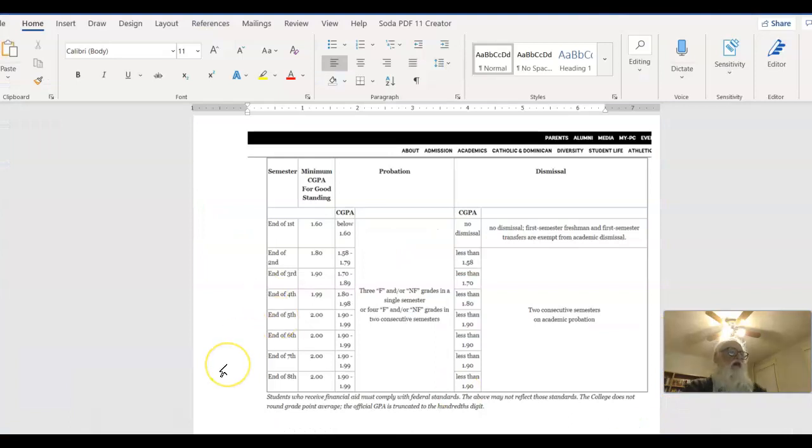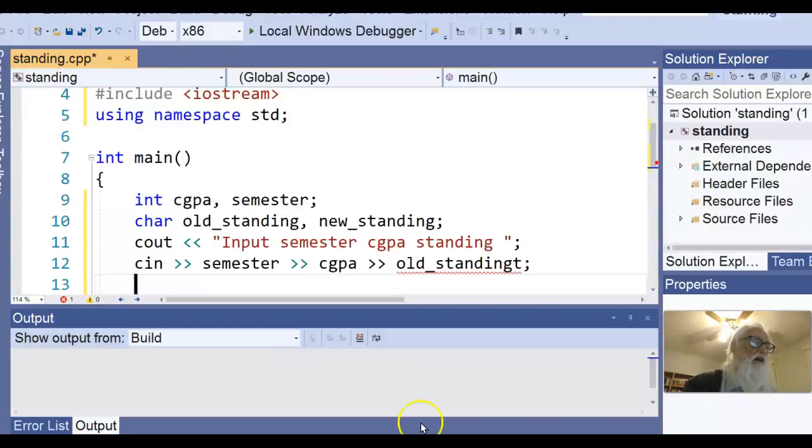Now let's look at the table. We've got 8 semesters here. So it looks like we might want to go with a few if statements. Some of these are easier than others. If you look at it, the semesters 5, 6, 7, and 8 all have the same rules. So we really only have 1, 2, 3, 4, and everything above that. So I'm going to break it into pieces. Let's start with the semester equal 1.